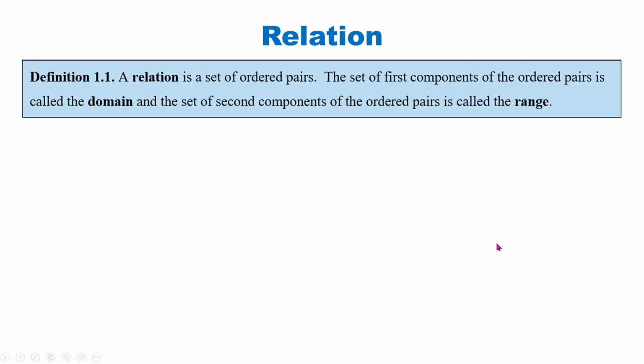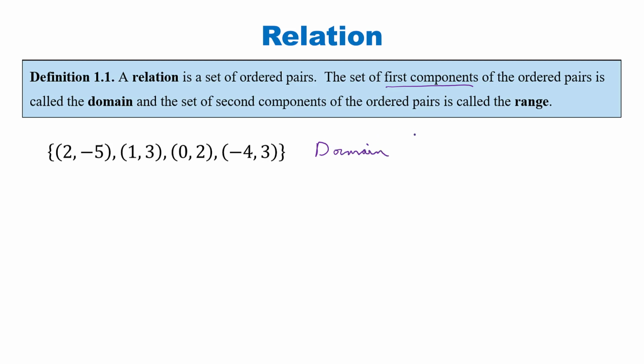A relation is a set of ordered pairs, like the set of ordered pairs (2, -5), (1, 3), (0, 2), (-4, 3) that we have here. We can determine the domain of a relation by looking at the first components of these ordered pairs. So here the domain of this first relation is the set including 2, 1, 0, and -4. We can write those in order if we want to. It really doesn't matter, but usually we like things in order. So the set would be {-4, 0, 1, 2}.